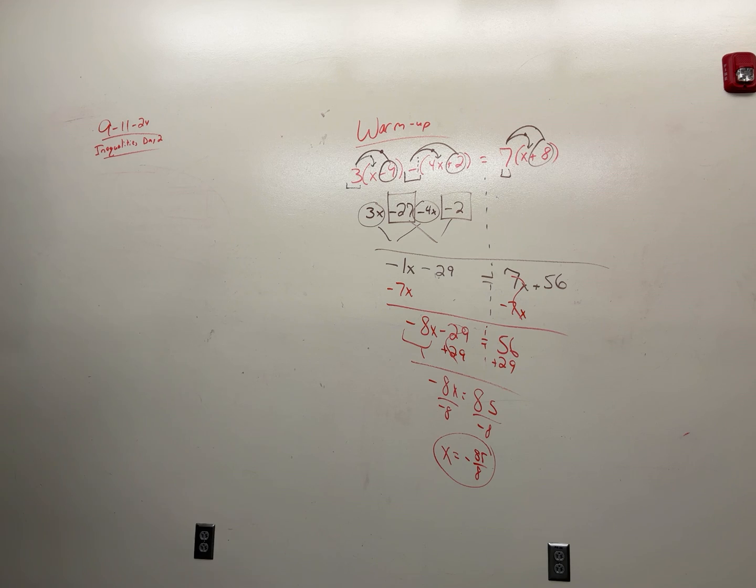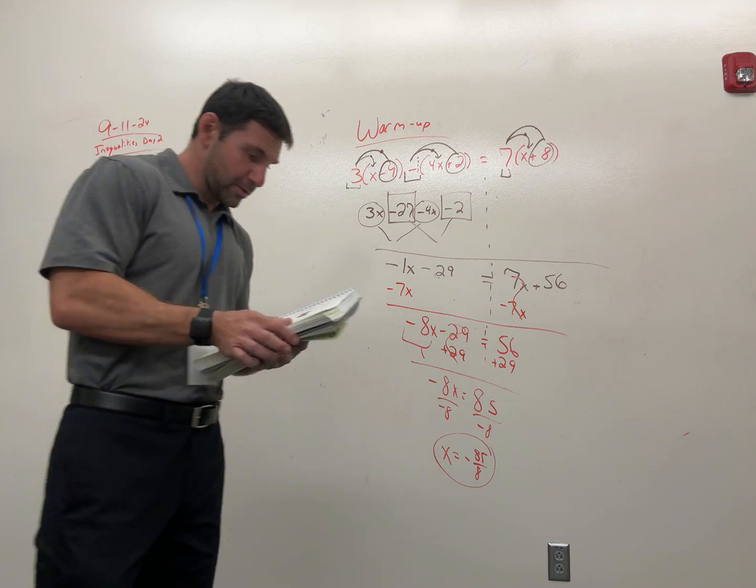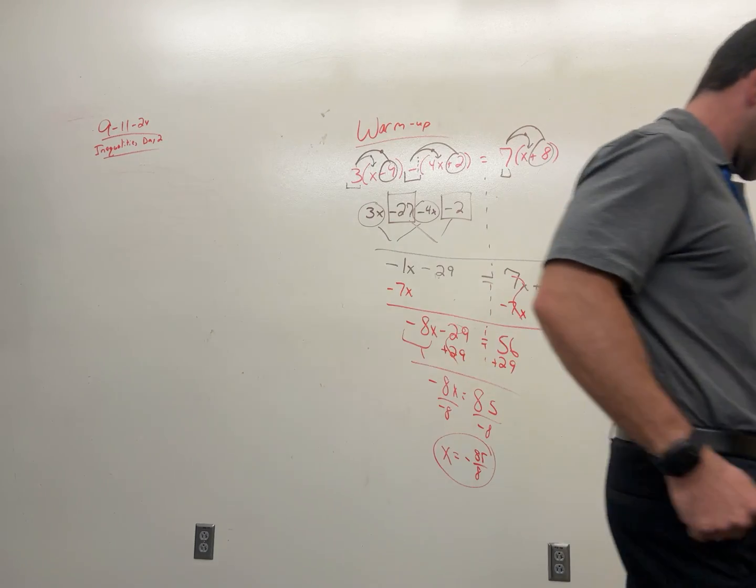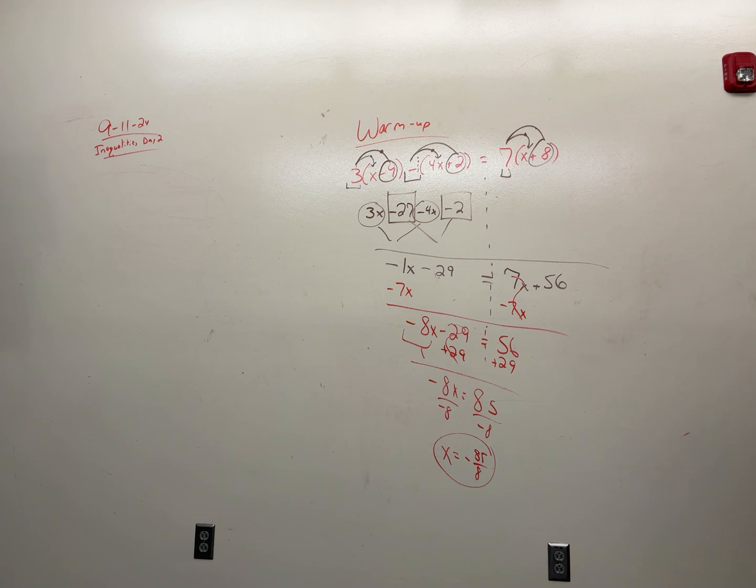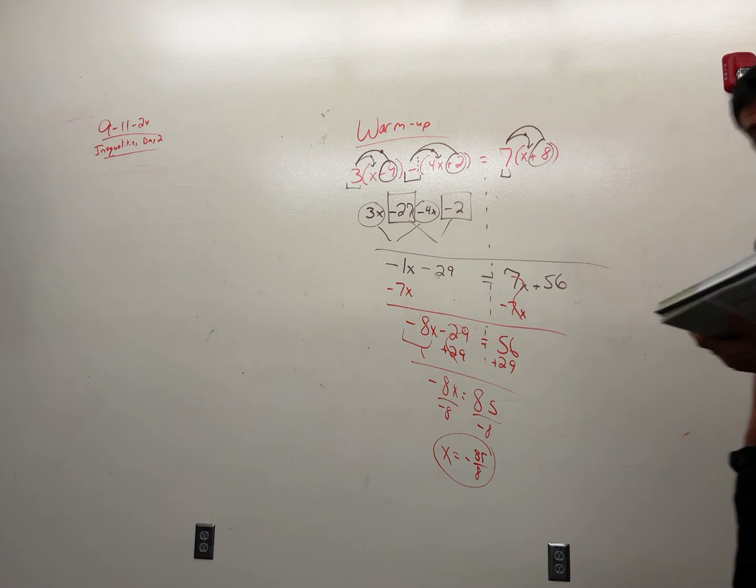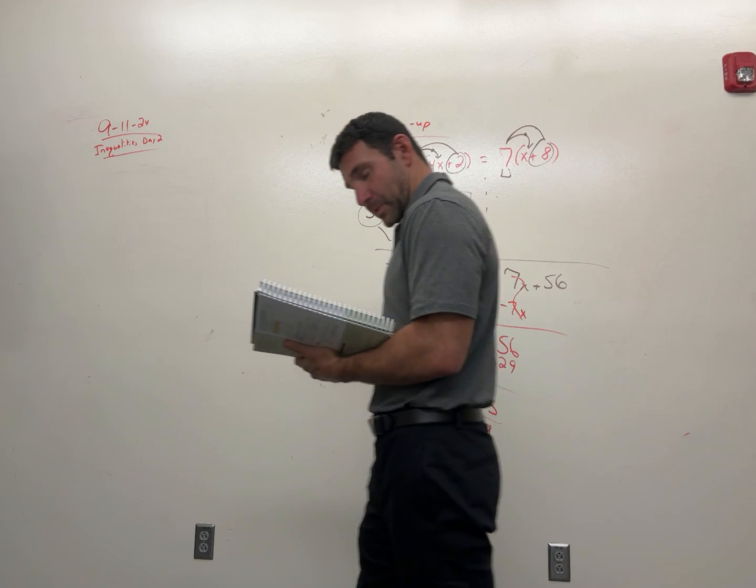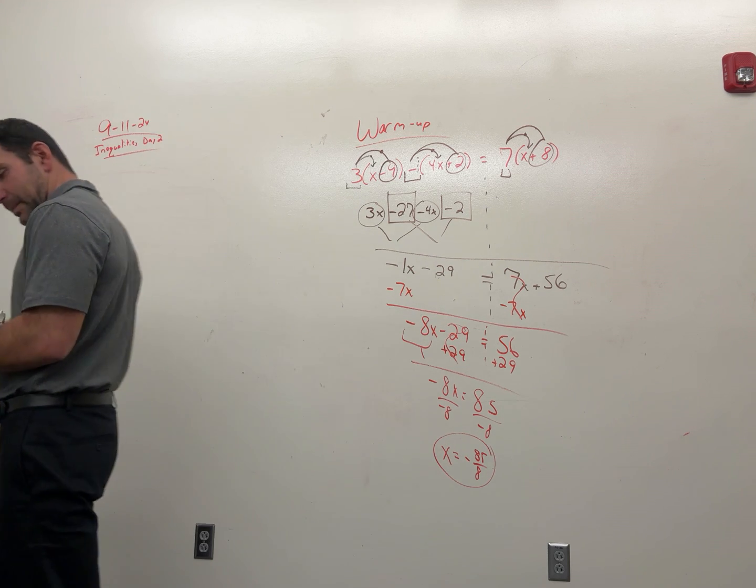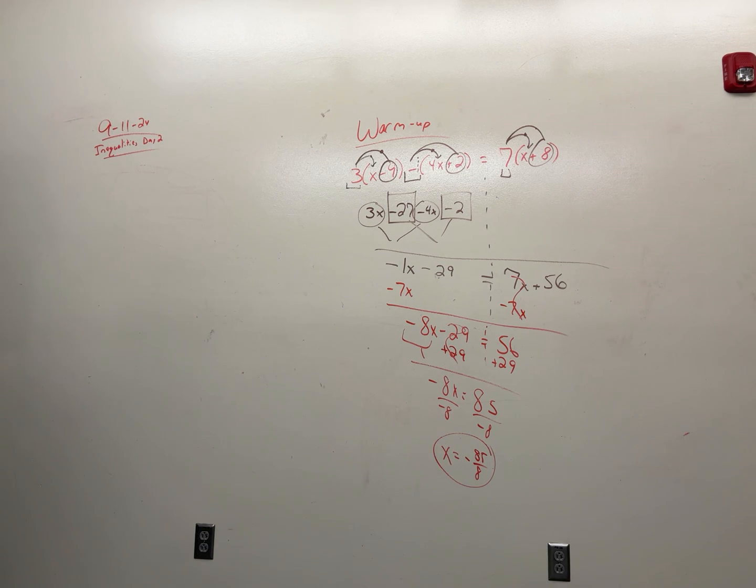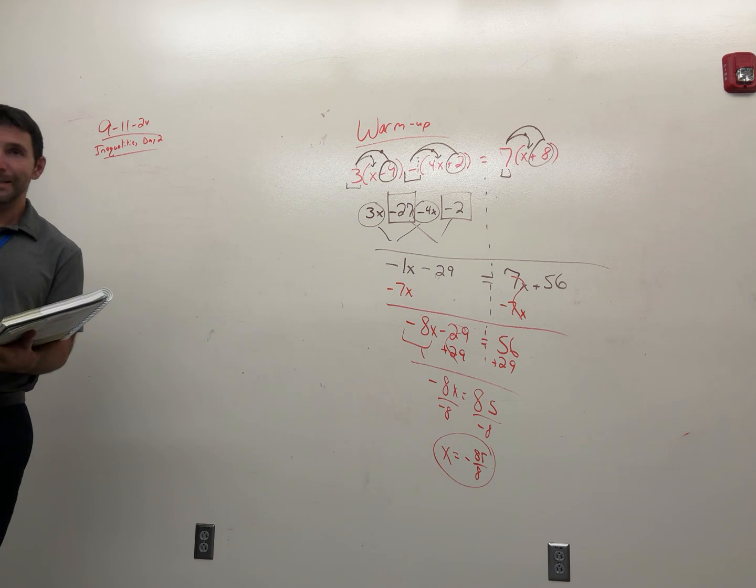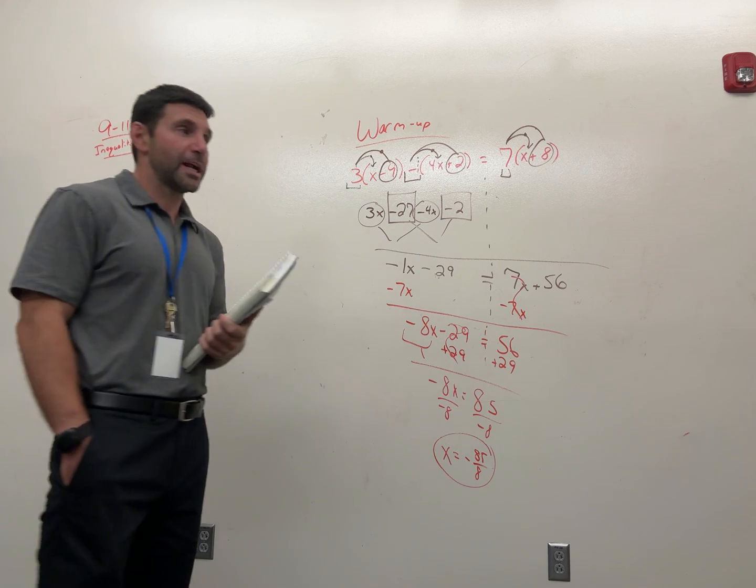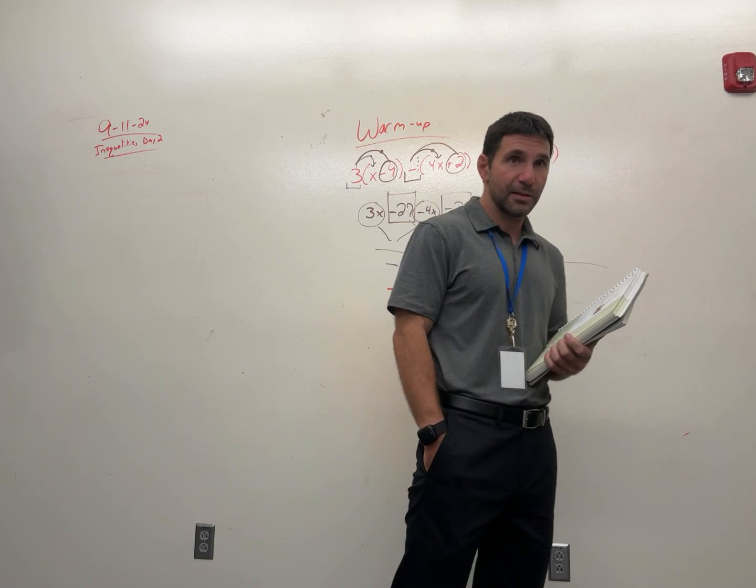Here we go. Number 1 is letter C. Number 2 is letter G. 3 is E. 4 is F. 5 is D. 6 is B. 7 is F. And 8 is A. Are there any of those that you would like to see?